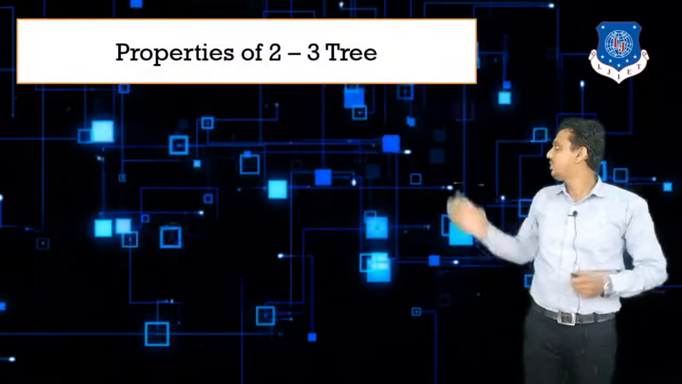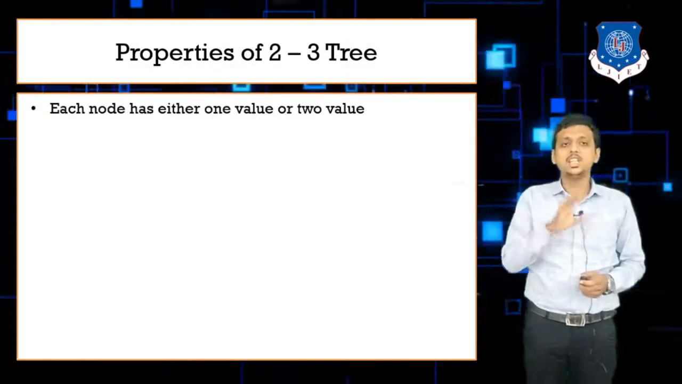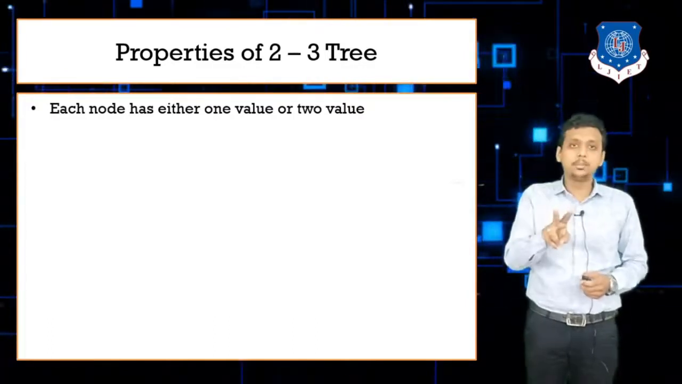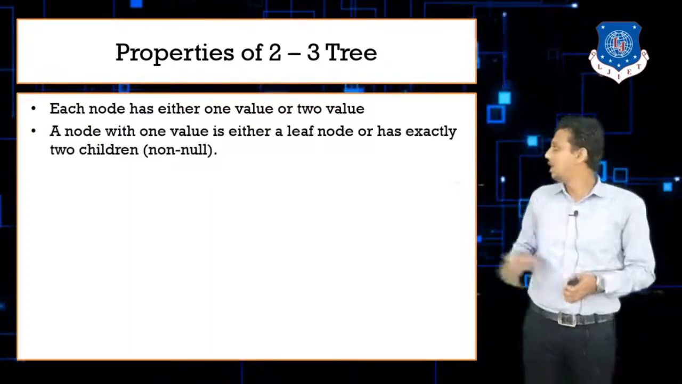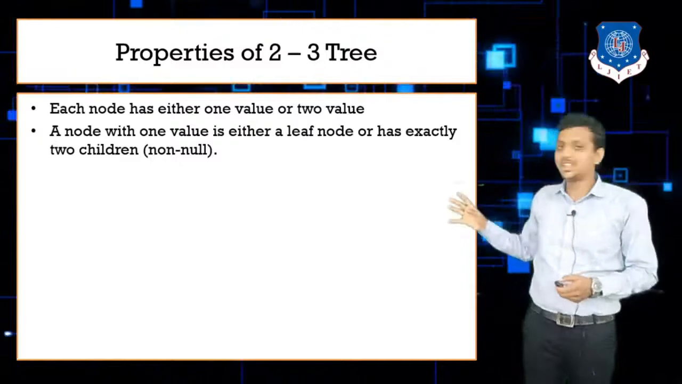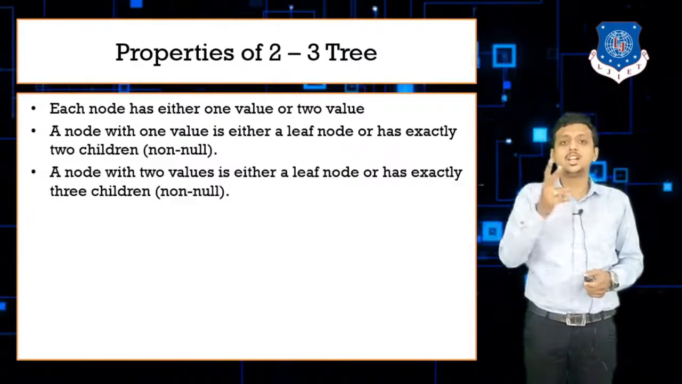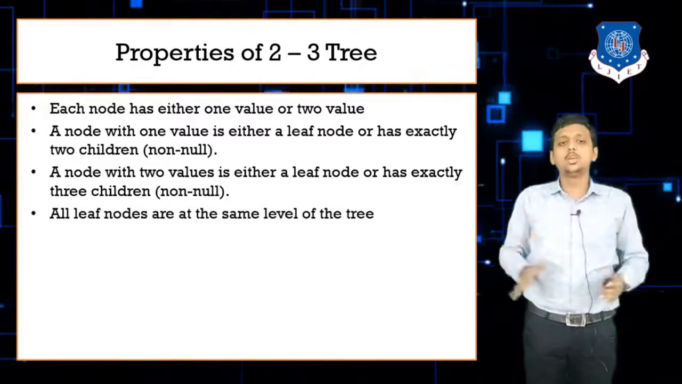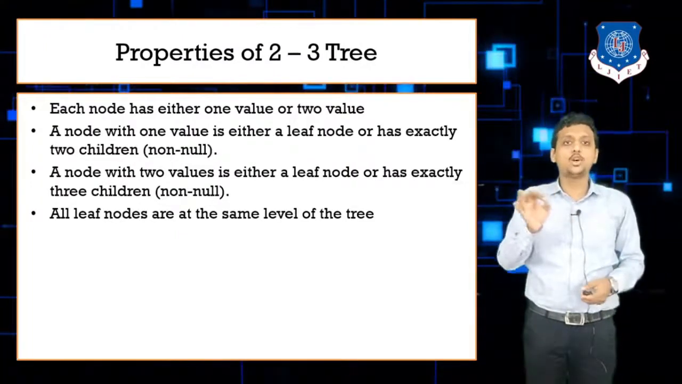Now next we have the properties of a 2-3 tree. Students, same as a B tree, each node has either one value or 2 values, that means 2 subtrees or 3 subtrees. Next, a node with one value is either a leaf node or an internal node with exactly 2 children. A node with two values is either a leaf node or has exactly 3 children. And all leaf nodes must be at the same level, because it can be represented as a B tree of order 3.